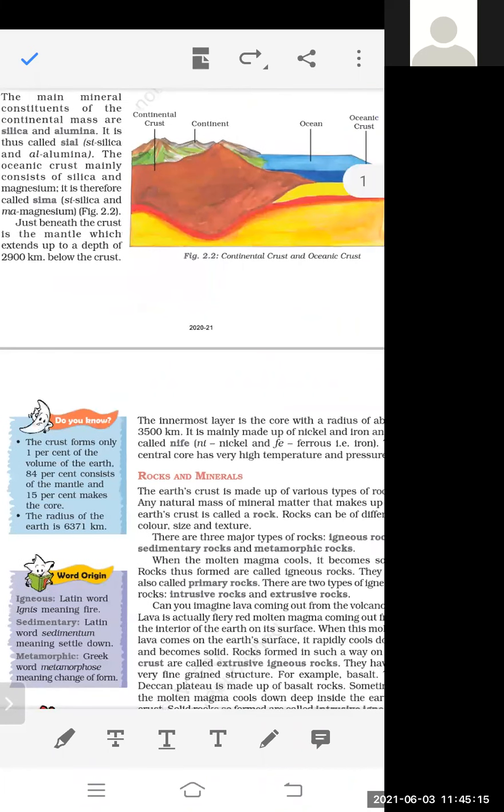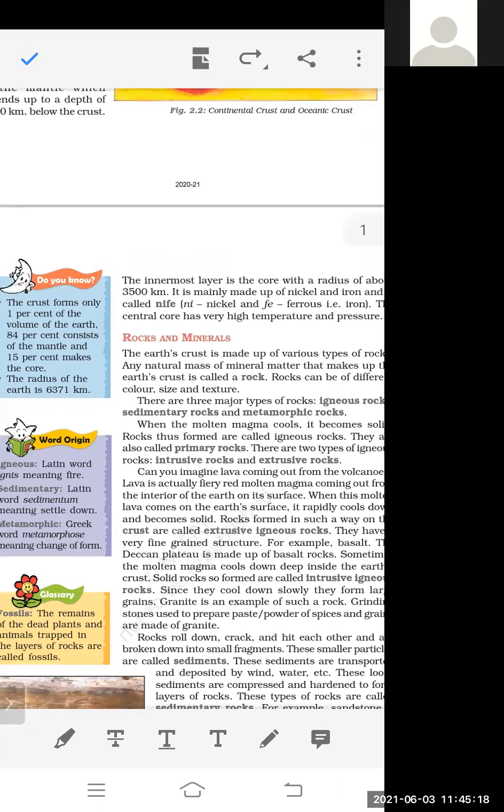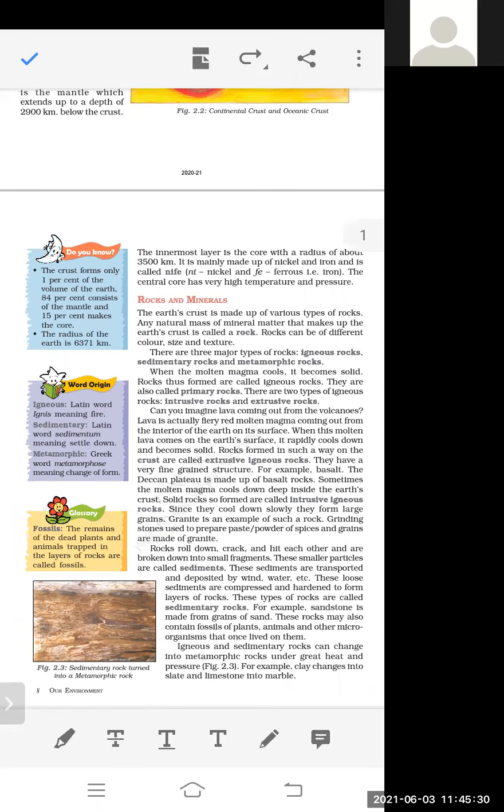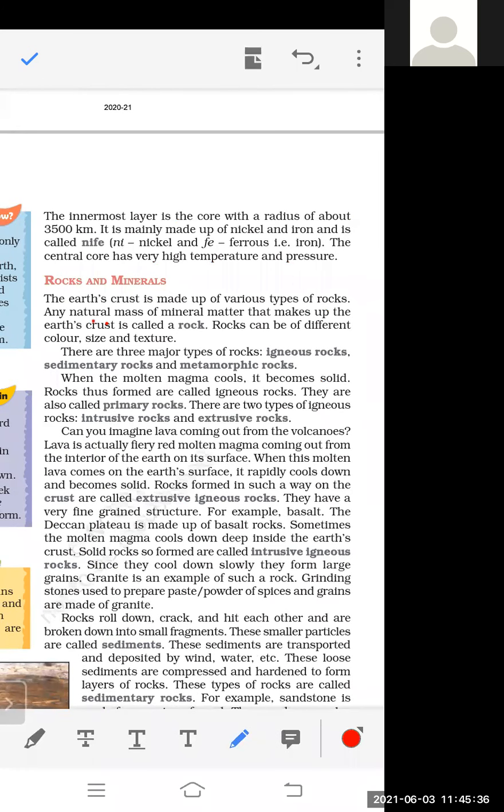Next is rocks and minerals. There are three types of rocks found on the surface of the earth. First of all, what is rock? Any mineral matter that makes up the earth's crust is called a rock. So any natural mass of mineral matter that makes up the earth's crust is called a rock, because every rock is a combination of minerals. There are two or more minerals within a rock, right?